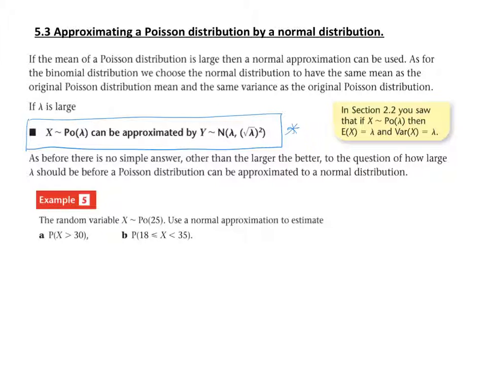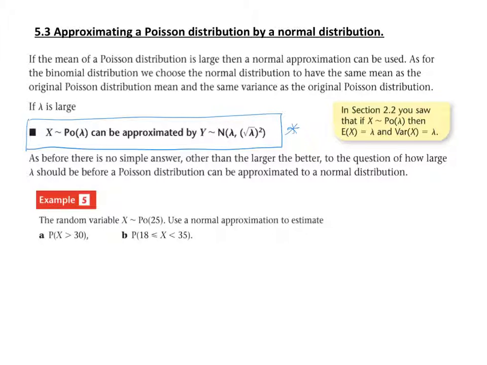So there's no other way to think about the normal approximation, but you've just got to look at the mean and the variance. If they're the same as the original Poisson, then you can do the approximation. But there's no simple answer, as it says here, other than the larger the better, to the question of how large lambda should be before a Poisson can be used. So we'll have a look at a summary of this in a little while.